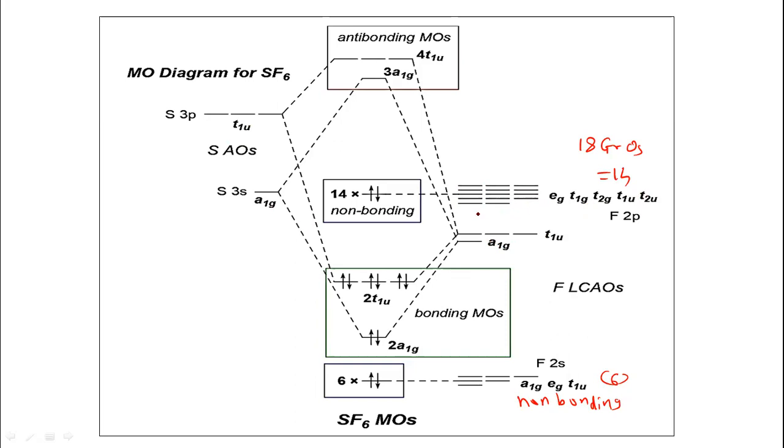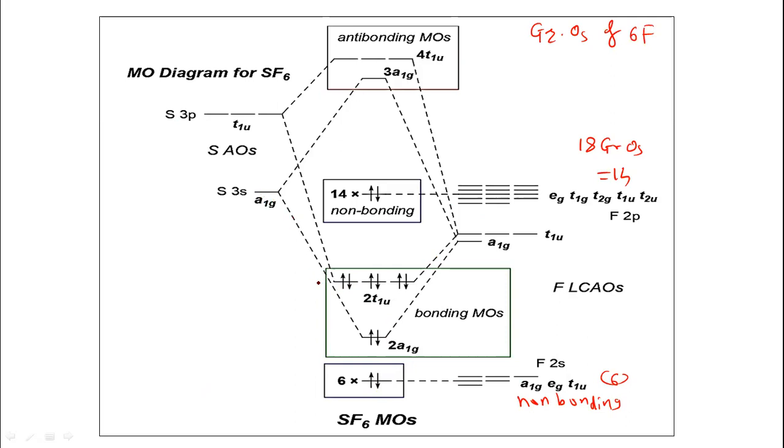So let us show the formation of the molecular orbitals. On the left hand side, we have to represent the atomic orbitals of the sulfur. On the right hand side, we have to represent the group orbitals of the 6 fluorine atoms. Remember this. As these 2s orbitals are non-bonding, they have very low energy level, so we cannot consider them.